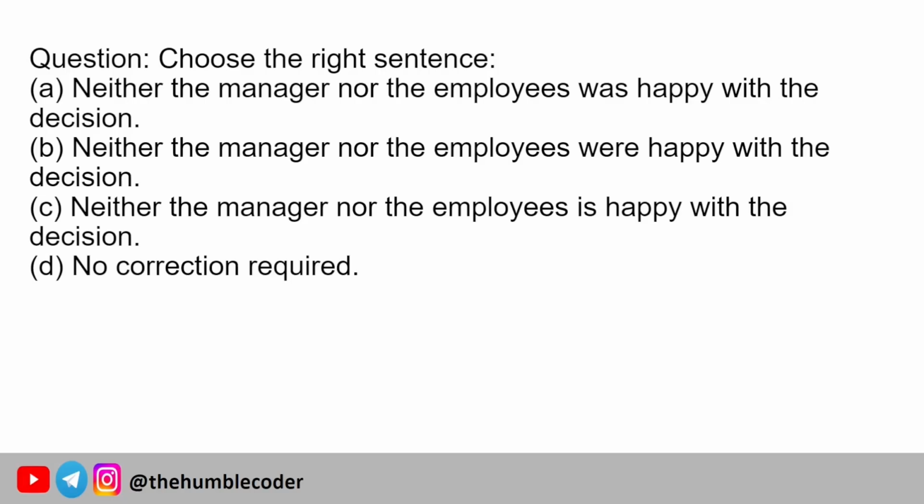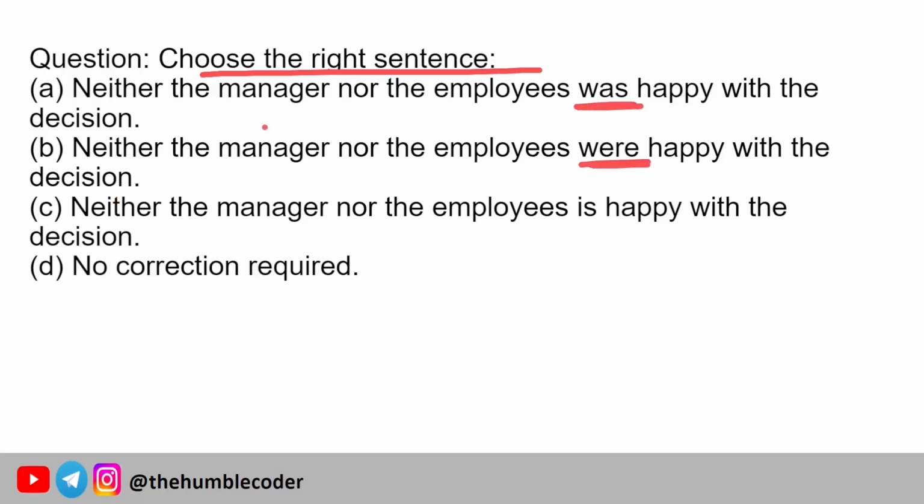We have been given again 4 sentences, and we have to rearrange them to make the, no, sorry, this is not a rearrangement question. This is choose the right sentence. Out of 4 sentences, we have to choose which is grammatically correct. Let's read one by one. Neither the manager nor the employees was happy with the decision. Let's see further options. Neither the manager nor the employees were happy with the decision. See, here the difference is were, and previously it was was.